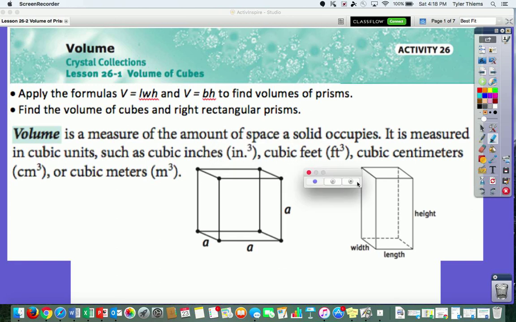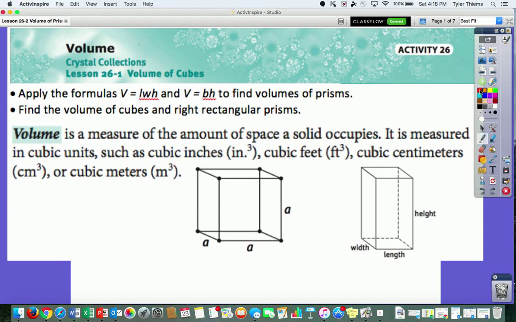Seventh graders, Mr. Themes here again. Today we're going to be looking at volume and we're looking at a particular shape or shapes. We're going to be looking at cubes and rectangular prisms and finding the volume of both of those. So right now, real quick, let's mark up our learning targets.